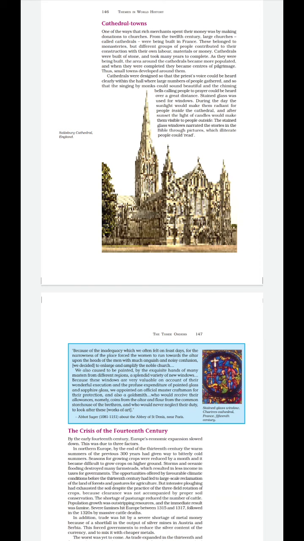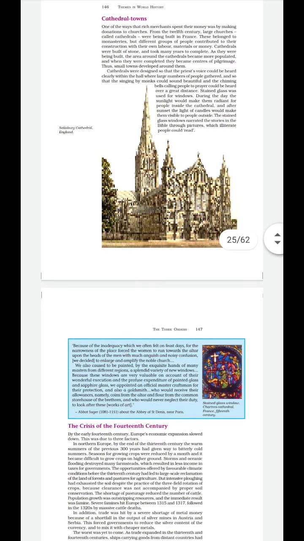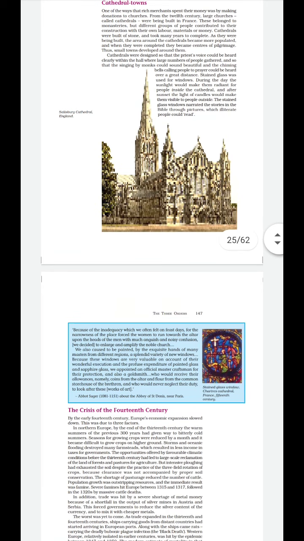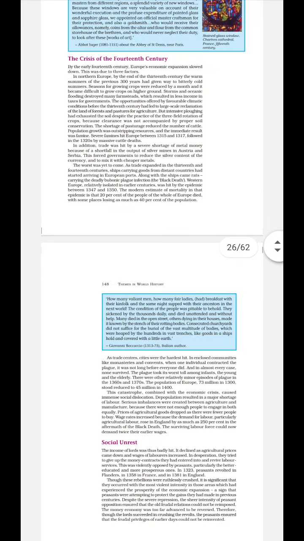Clear? And the bell was hung in such a place that when it was rung, its ringing voice used to be heard over a distance. Clear? Now this is all about the cathedral town. Now the next is the crisis of the 14th century.